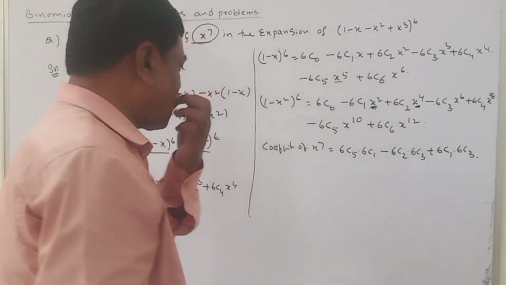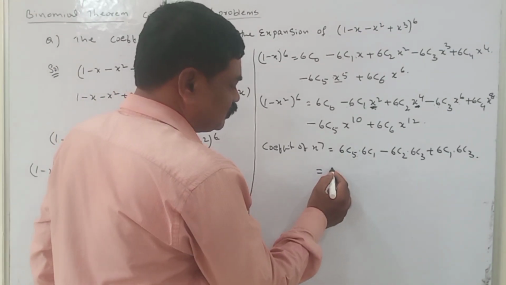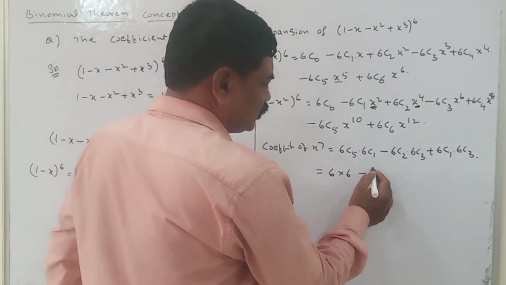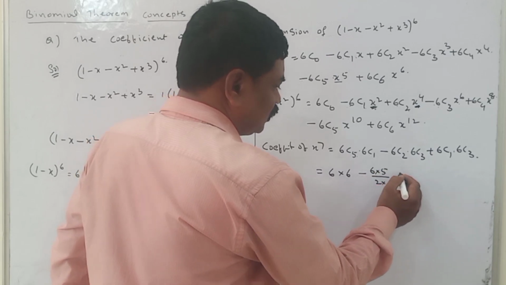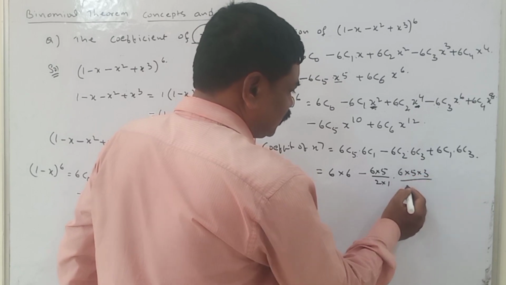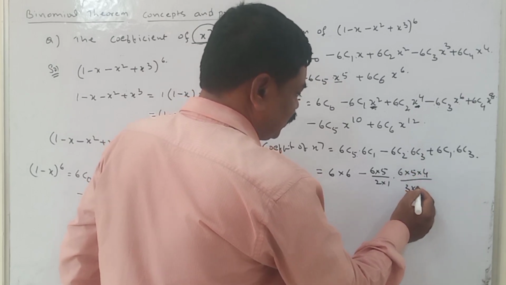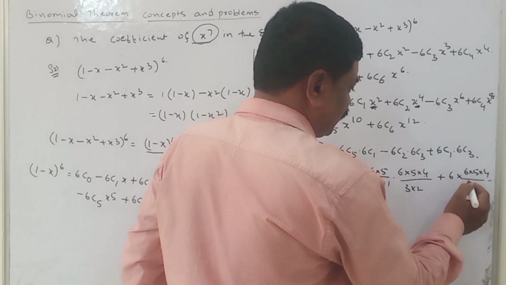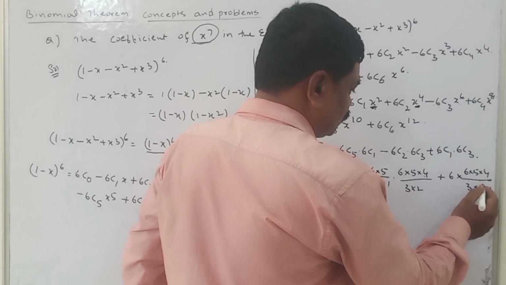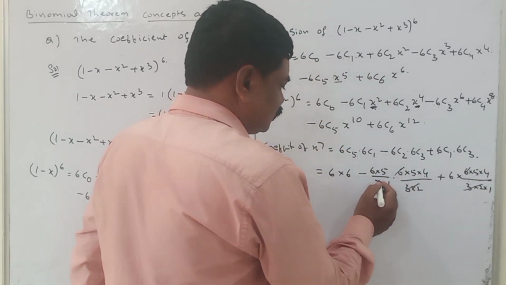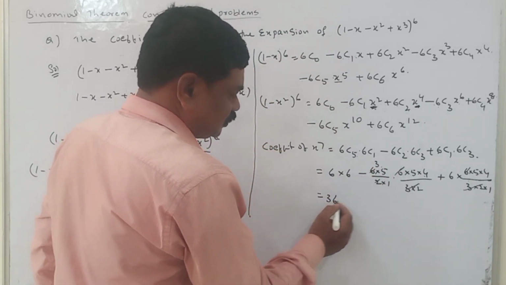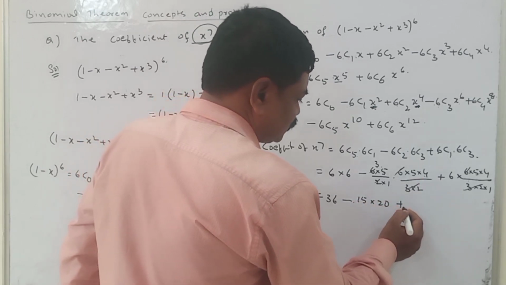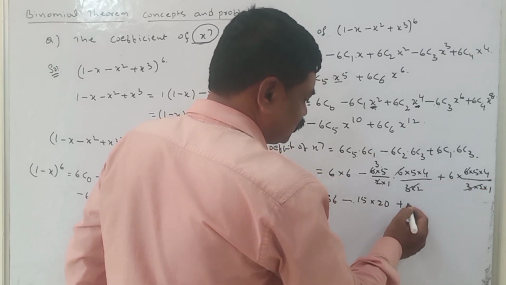Okay, here what is the 6C5 value? 6, into 6C1 value 6, minus what is 6C2? 6 into 5 by 2 into 1, that is 15, into 20, plus 6C1 value 6 into this value 6C3, 6 into 5 into 4 by 3 into 2 into 1, that is 20. So 6 into 6 is 36, minus 15 into 20, plus 6 into 20, which is 120.